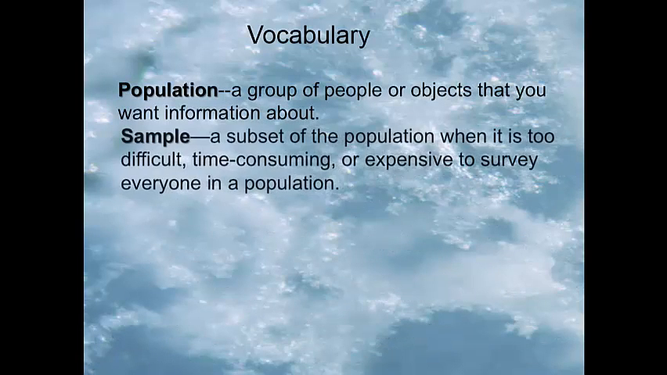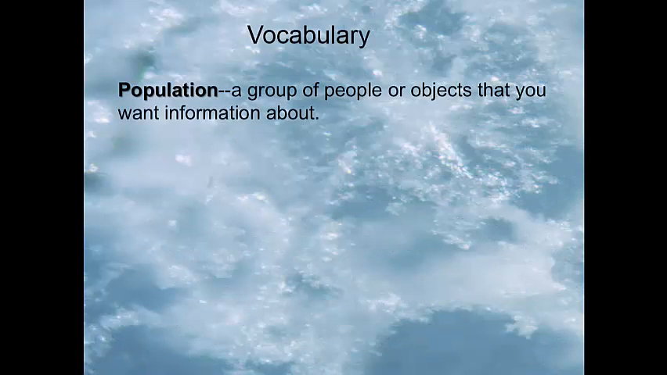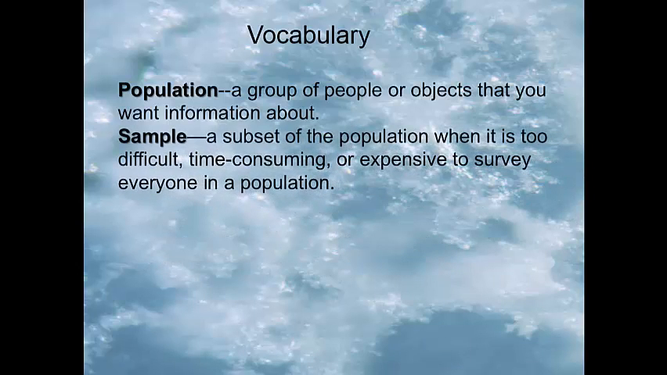First, let's start with the vocabulary. Population is a group of people or objects that you want information about. Sample is a subset of the population when it's too difficult, time-consuming, or expensive to survey everyone in a population.